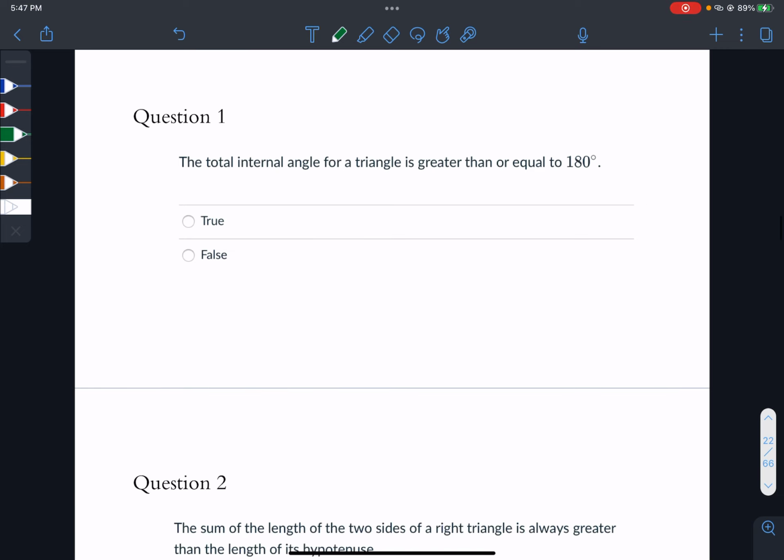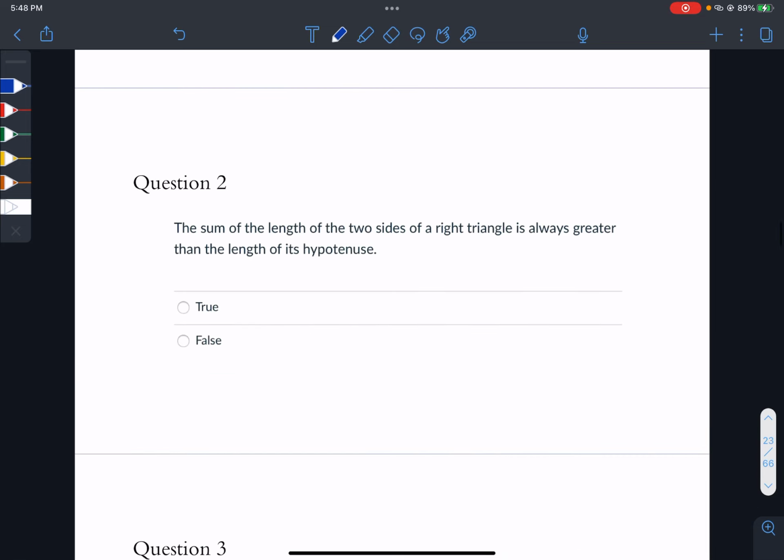So let's have some examples here. The total internal angle for a triangle is greater than or equal to 180 degrees. The answer there is false. It's because the total internal angle, if we have angle A plus angle B plus angle C, all in all, is exactly equal to 180 degrees. So that would be false.